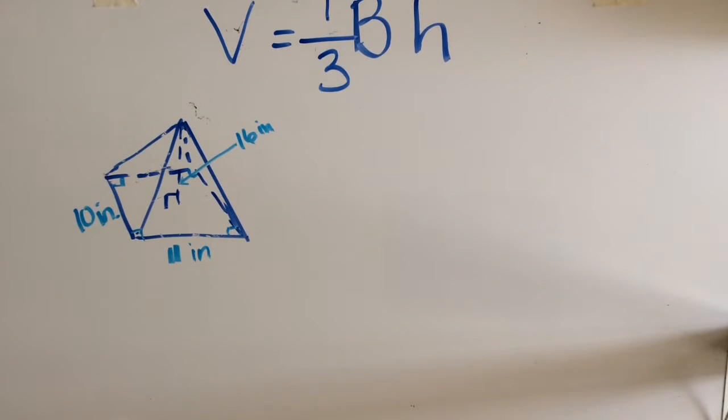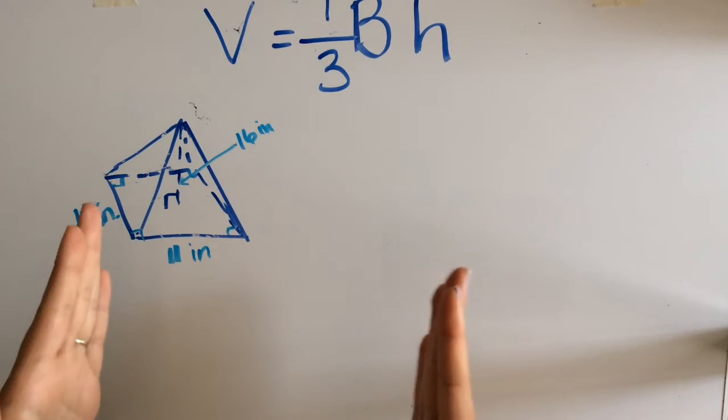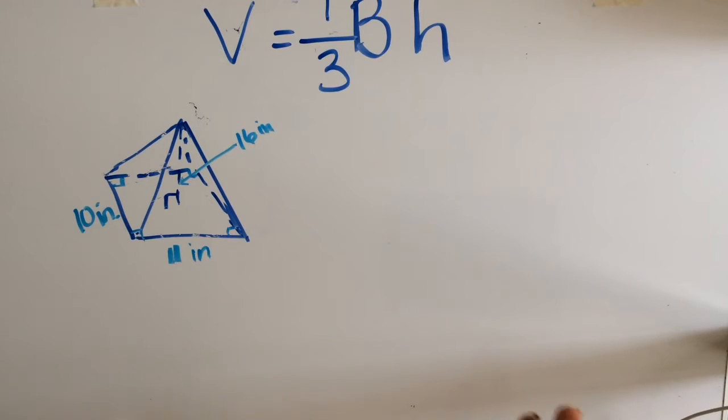Okay guys, now we are going to practice finding the volume of a pyramid. So remember the difference between a prism and a pyramid: a prism has two bases and a pyramid only has one base. The bases of the prism are the two sides that are exactly parallel and opposite of each other and the same exact shape. But a pyramid actually has one base and all the other sides come up to a point.